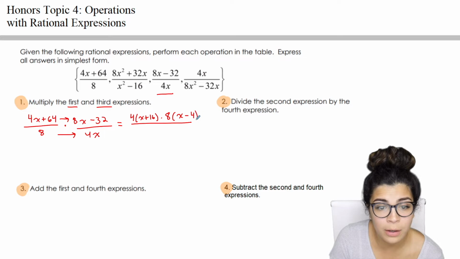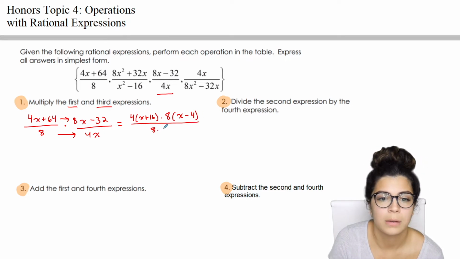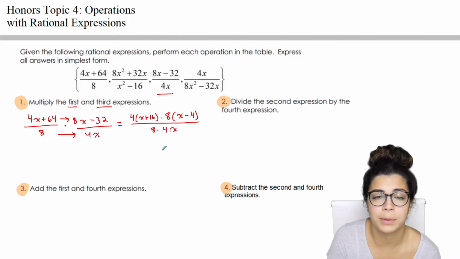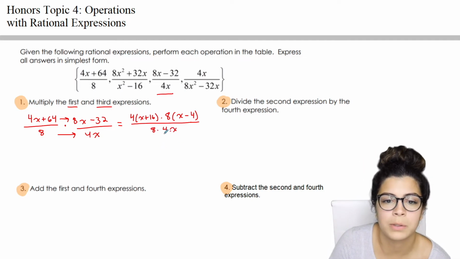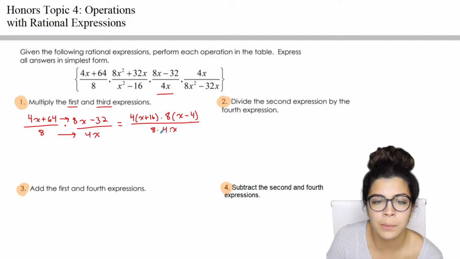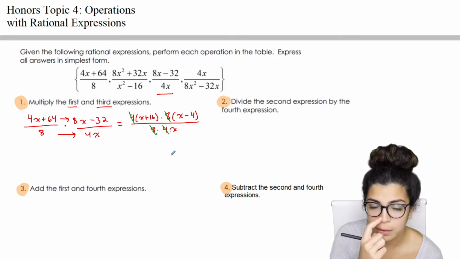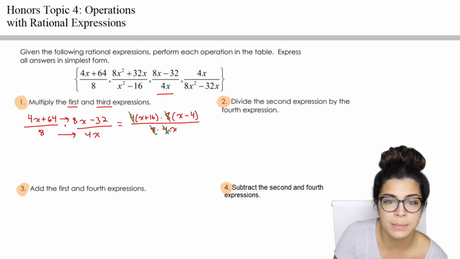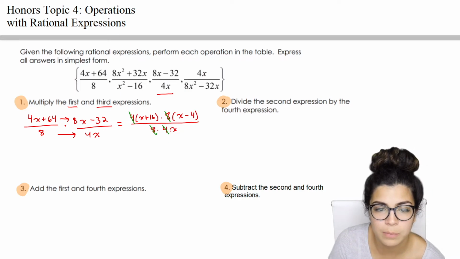The denominator is just 8 times 4 times x, so that really can't factor any further except with the numbers, but they're just numbers, so we can leave them like that. And we can see 8 divided by 8 will cancel, 4 divided by 4 will cancel. So we end up with x minus 4 times x plus 6.